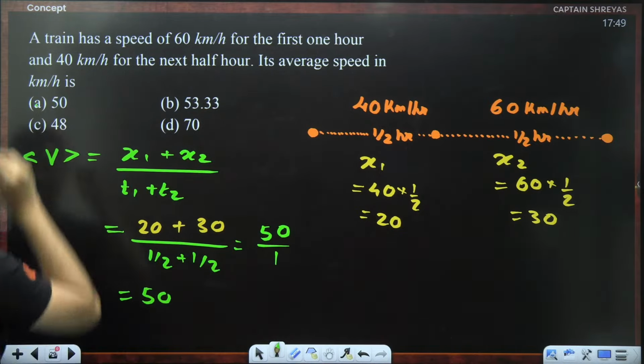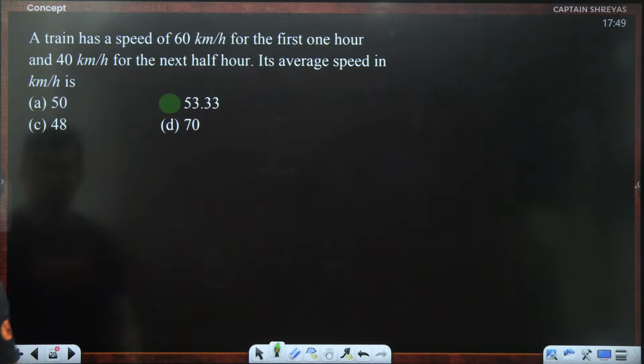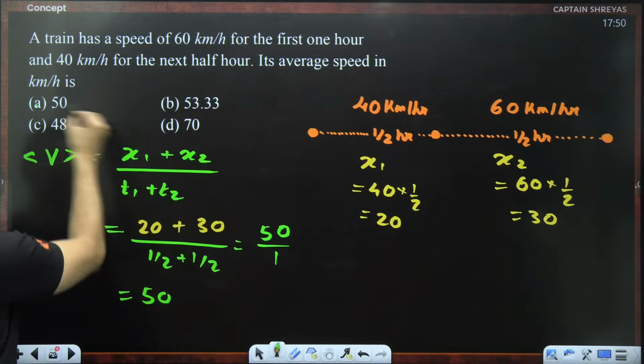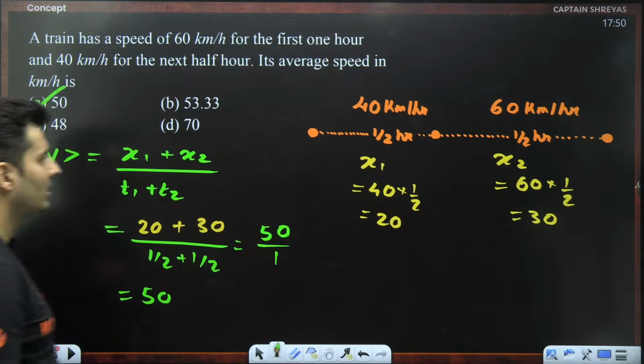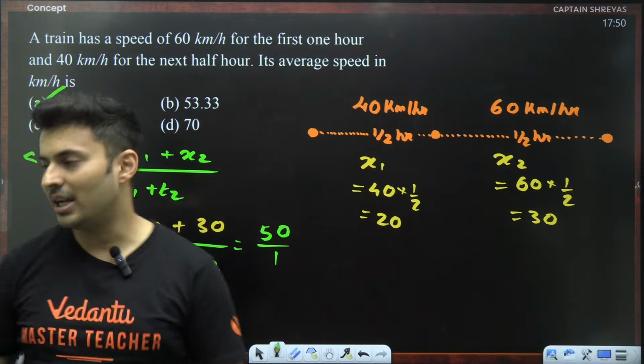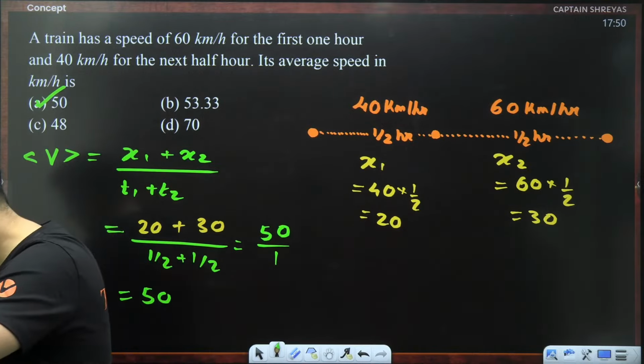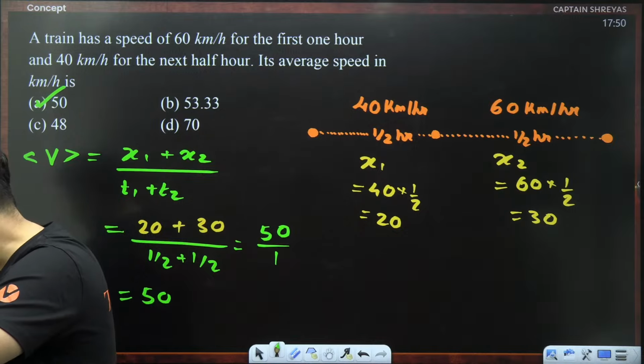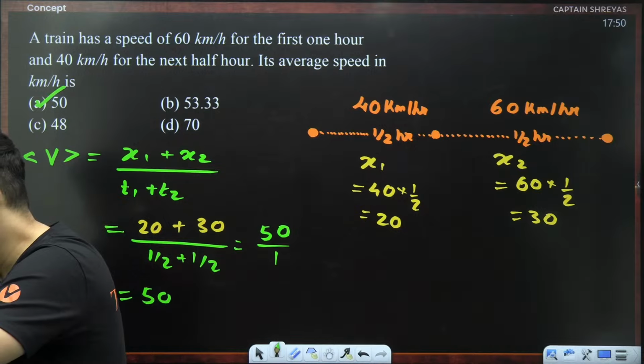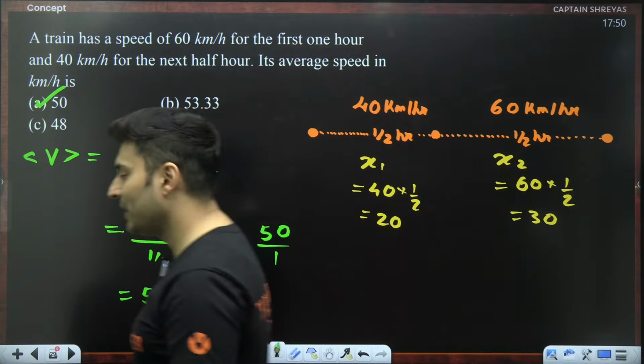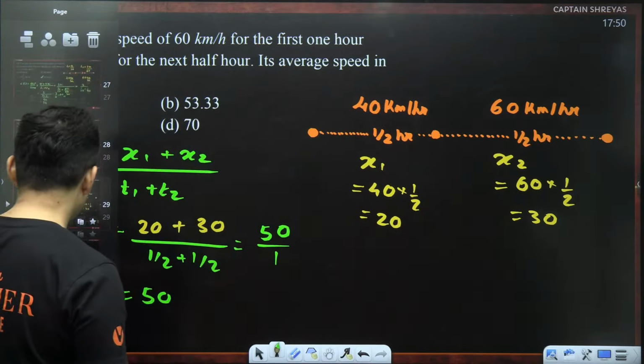Where is 50? Option A. Oh, what did they put? They put it as wrong. This is not the correct answer. This is the correct answer. Okay, so time was given. So answer is 50, guys. I hope this is clear. Everyone? Awesome. Shall we go ahead to the next question? Okay, let's go to the next question now.